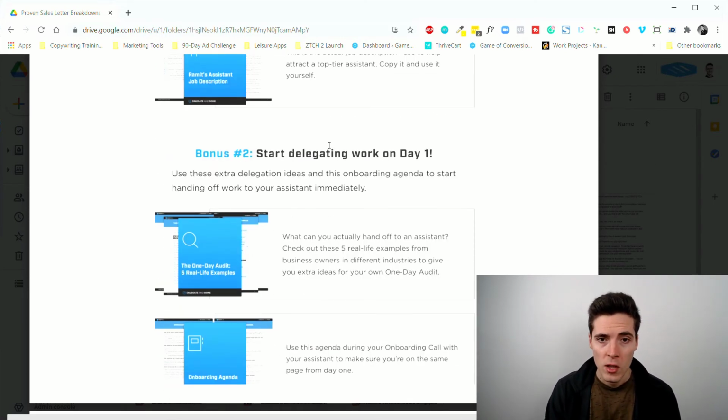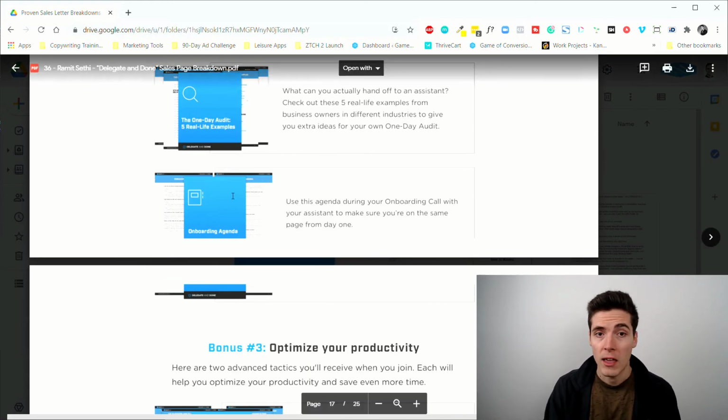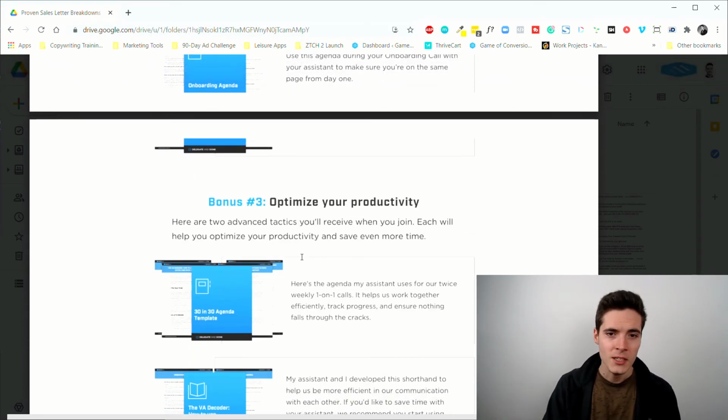Then you have bonus 2, start delegating work on day 1. So how can you audit your day and find things that you can hand off to your assistant almost immediately, how you can onboard the assistant. And then you have bonus 3 as well, a 30 to 30 agenda template.